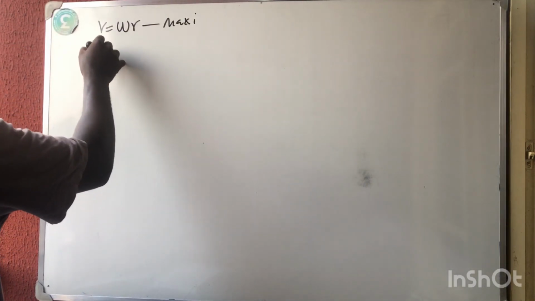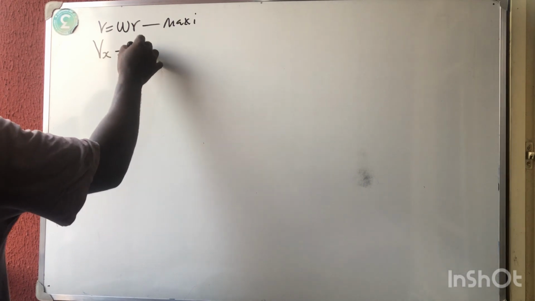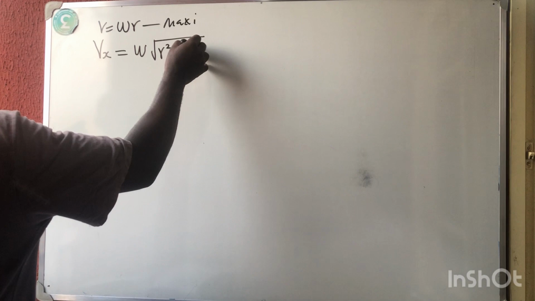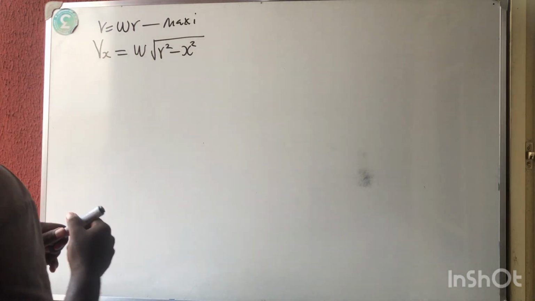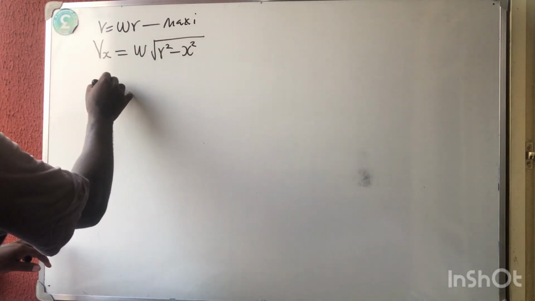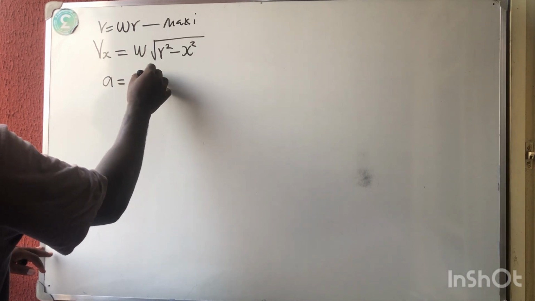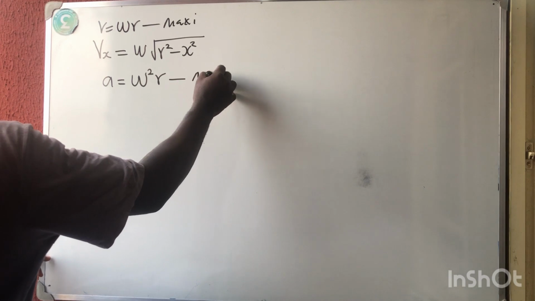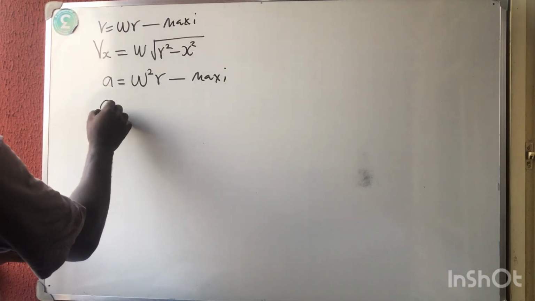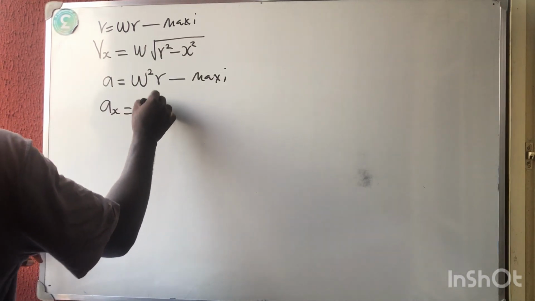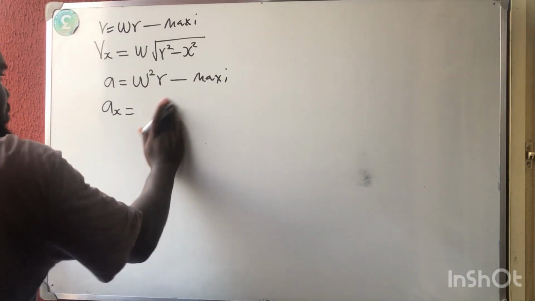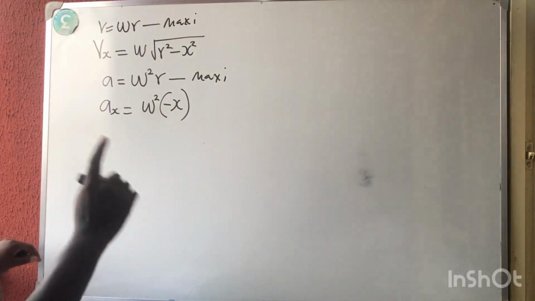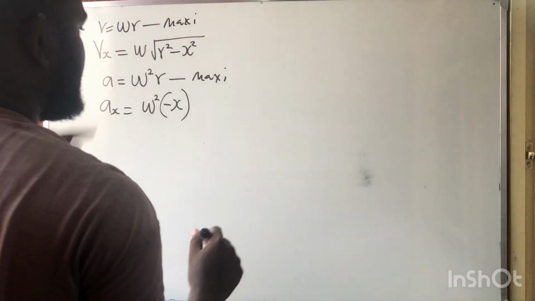But the velocity along the x-axis is equal to W, the square root of R squared minus x squared. Don't forget that x must be minus. And don't forget that acceleration is angular velocity squared with R, and this is called the maximum acceleration it can attain. But the acceleration along the x-axis should be minus W squared, or W squared times minus x. No longer squared, because I'm not using both of them, I'm using just one.